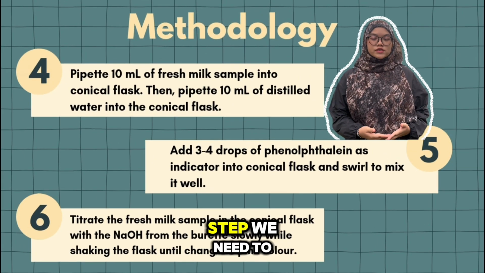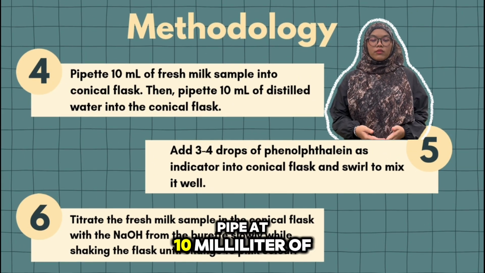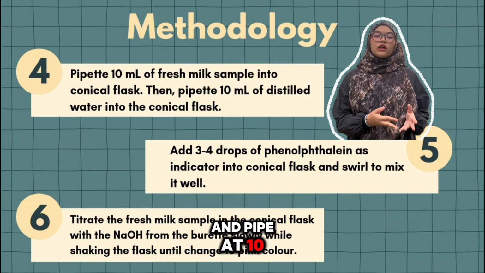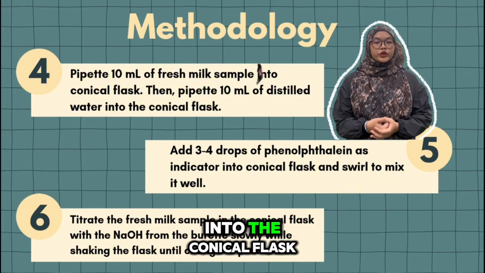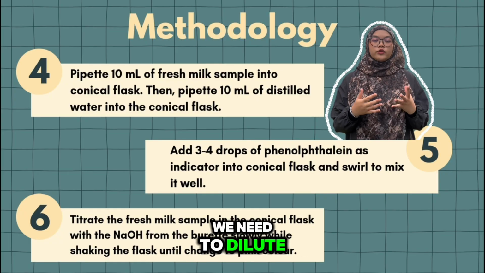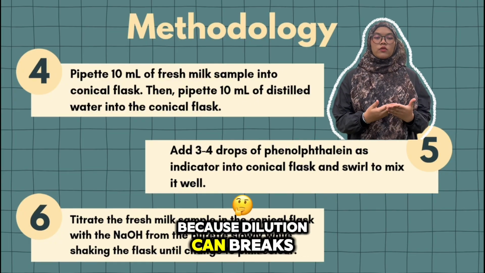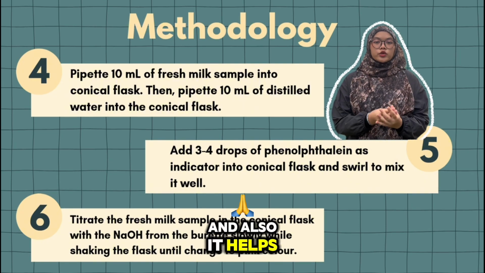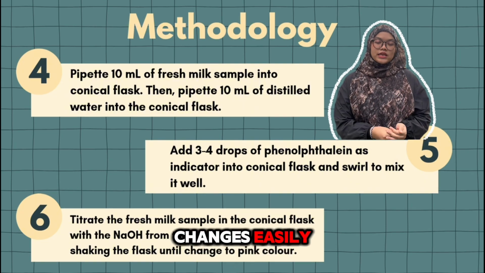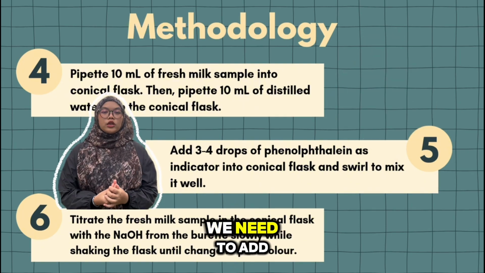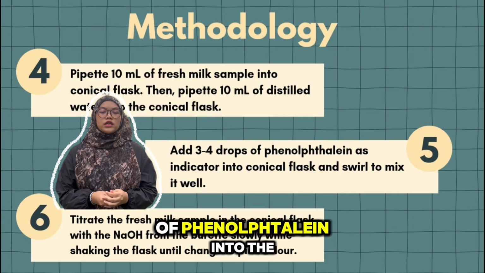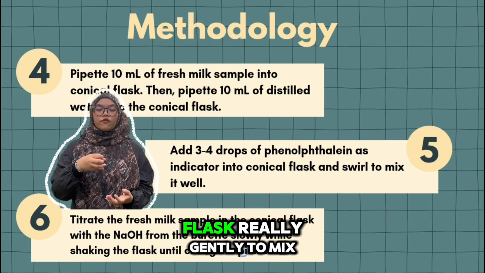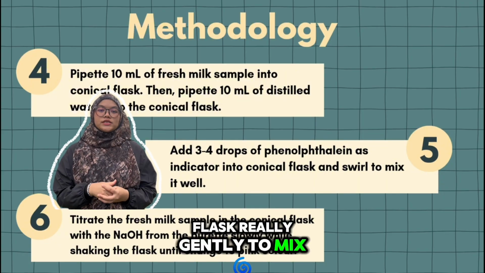So for the next step, we need to pipette 10 ml of fresh milk sample into the conical flask and pipette 10 ml of distilled water into the conical flask. We need to dilute the milk because dilution can break the thick milk emulsion, and also it helps to see the color changes easily. Then, moving on, we need to add 3 to 4 drops of phenolphthalein into the conical flask as the indicator and swirl the conical flask really gently to mix it well.